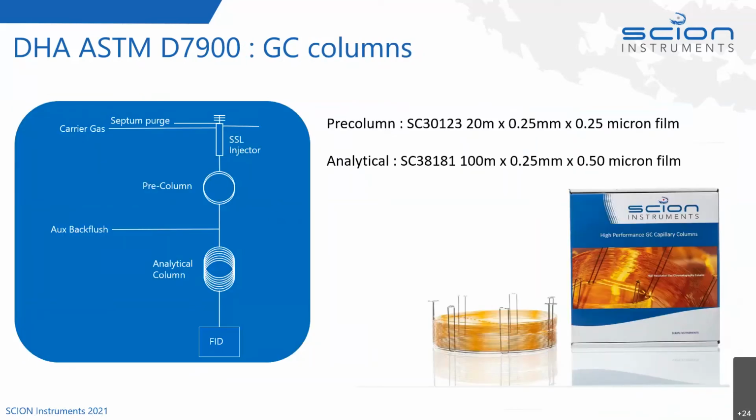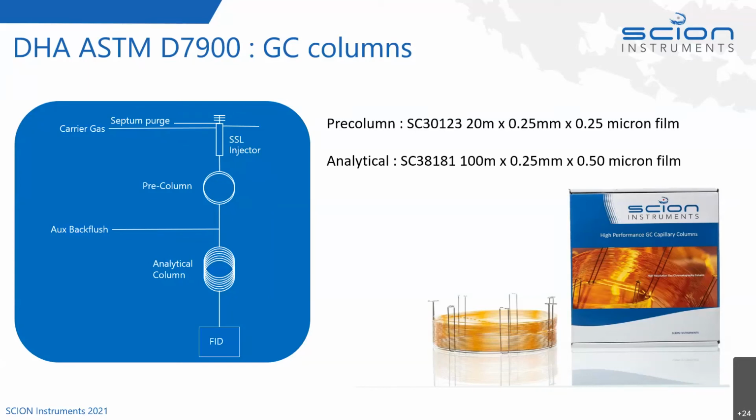The columns we're going to use: the pre-column is quite a long column. It's 20 meters, 0.25 millimeters internal diameter with a 0.25 micron film thickness. And then for the main analytical column, we've fitted a very long 100 meter DHA column, 0.25 millimeter internal diameter with a thicker film, a 0.5 micron film thickness. So that's the setup. We're going to inject onto a splitless injector. We can use helium carrier gas.